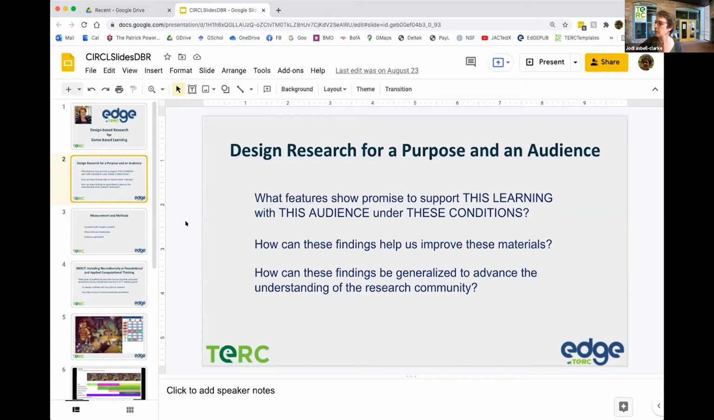And the two outcomes for design research are both the design part: how does this help us improve this product or this material, this experience for these learners, for these conditions? And also, how can these findings be generalized to help advance the knowledge of the research community? Both those are key components of design research from our perspective.